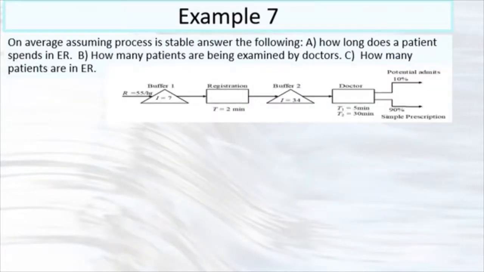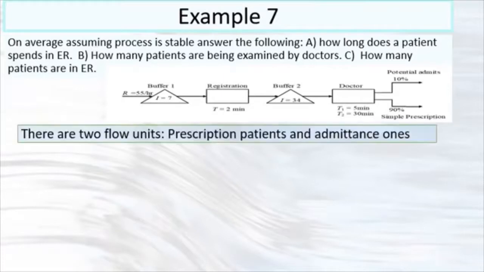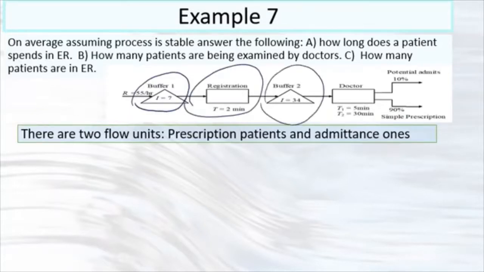So this is basically the process map. The question asks us how long does a patient spend in the ER? So we're going to add all the different times throughout the stations. We're going to look at the time they are in buffer 1, the time they are in registration, the time they are in buffer 2, the time they spend with the doctor, and then we're going to use a weighted average because we have two different flow units.